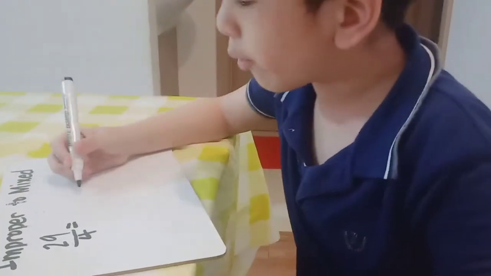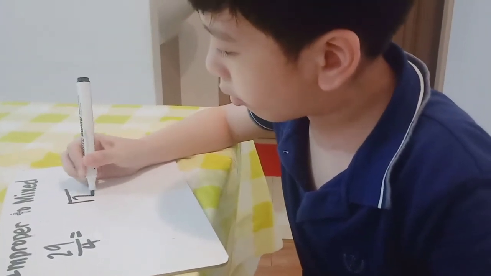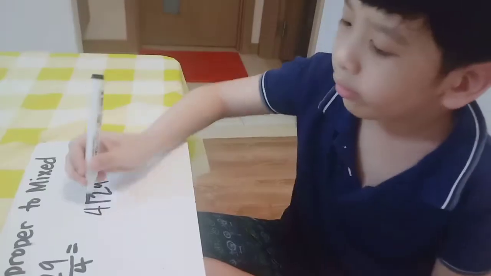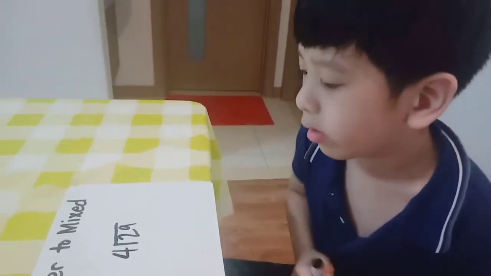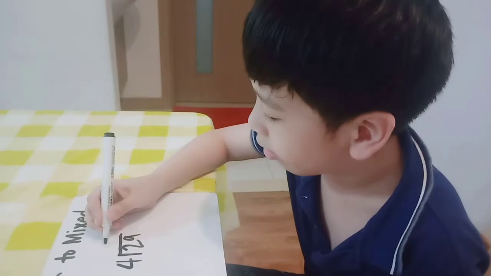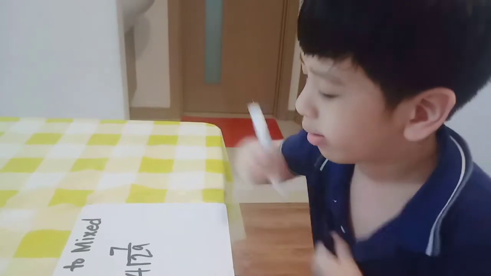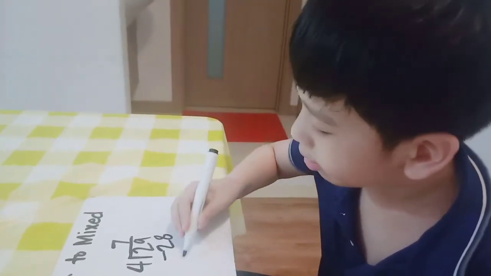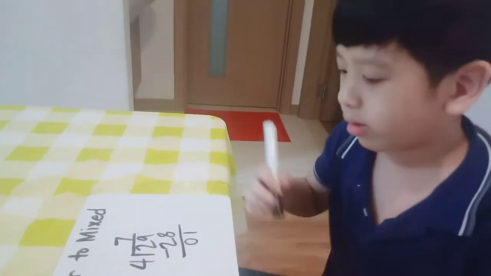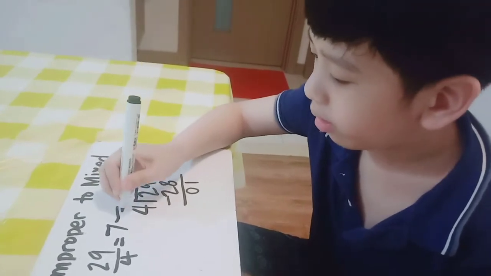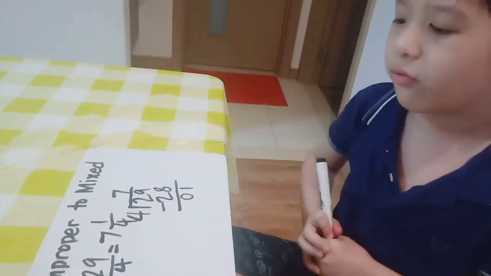An example would be 29 over 4. How many 4s are there in 29? If you don't know how to divide yet, count, and the answer is 7. Multiply 7 and 4. The answer is 28. Subtract, and we get the remainder 1. The remainder is going to be the numerator, and the number on top is going to be our whole number. Copy the denominator. So our answer is 7 1/4.